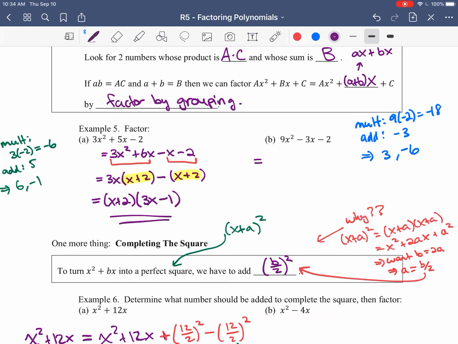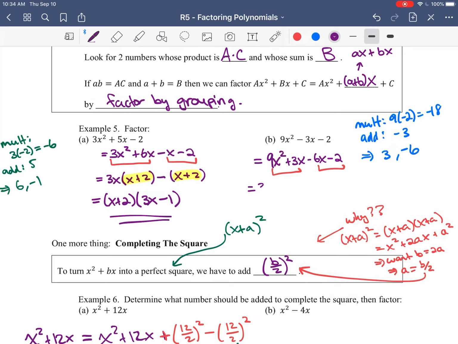Then I break up the middle term. So it's going to be 9x squared, and you can do it in either order. Let's just break it up as plus 3x minus 6x minus 2. If you write these in the opposite order, you're still going to get the same factorization. It doesn't matter. Now we group the first two and we group the second two.